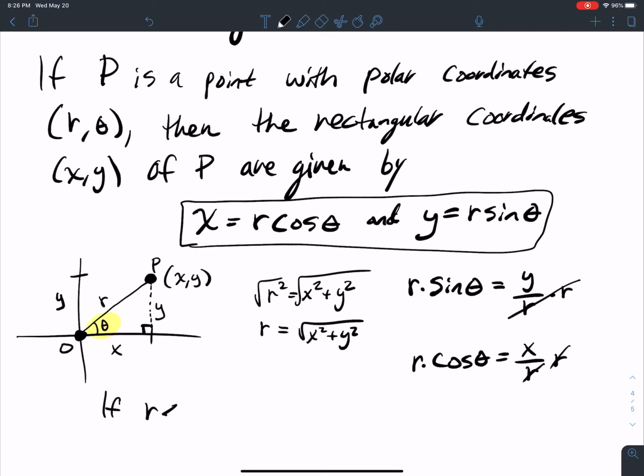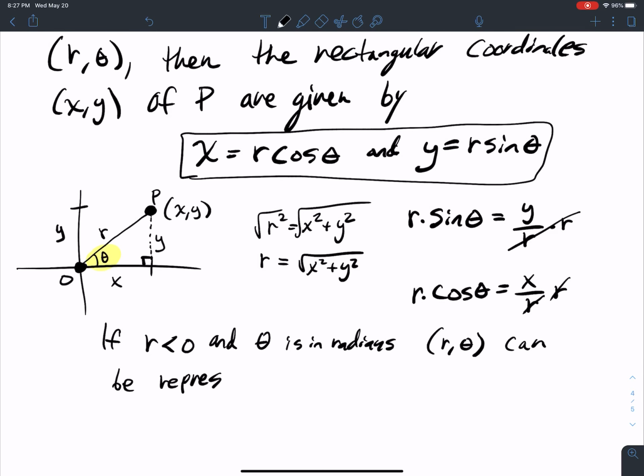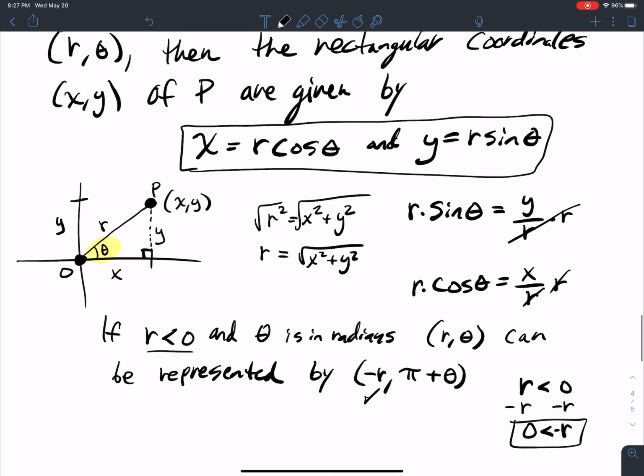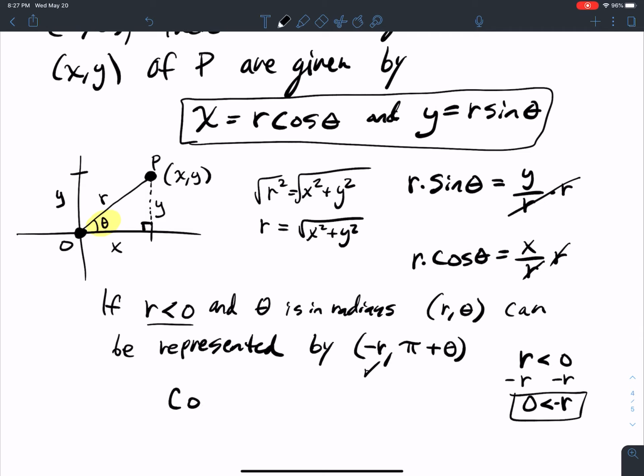If r is negative and theta is in radians, then r comma theta can be represented by negative r, pi plus theta. And if r is less than 0, negative r is greater than 0, so that becomes positive now. And so now what do I have? I have the cosine of pi plus theta equals x over negative r.